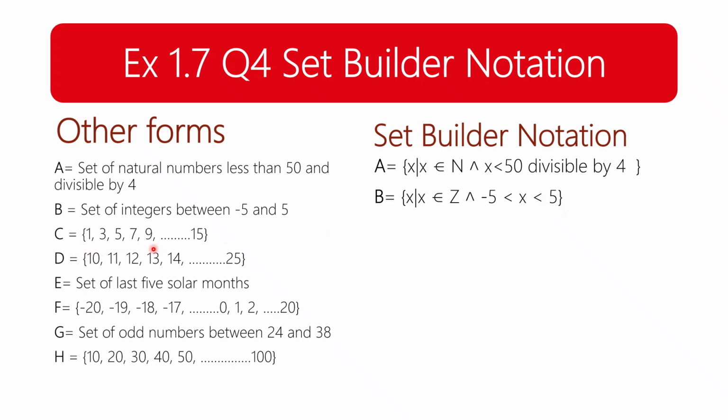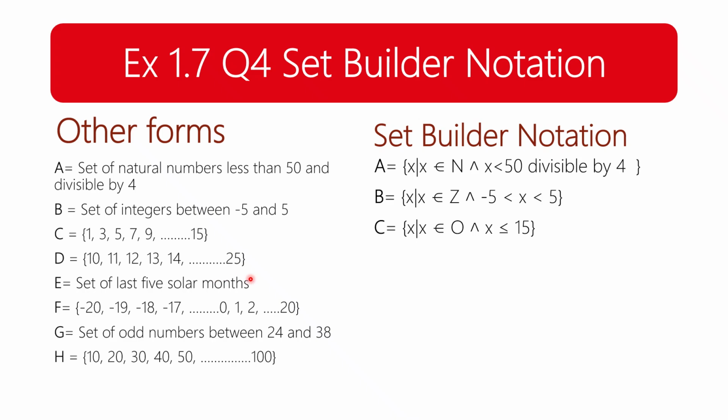Next we have set C. As you can see, we have a set of odd numbers up to 15. It means starting from 1 to 15, we have to write this set in set builder notation. We can write it as x such that x belongs to odd numbers and these numbers should be less than or equal to 15. As 15 is included, we will write less than and equal to with this 15.